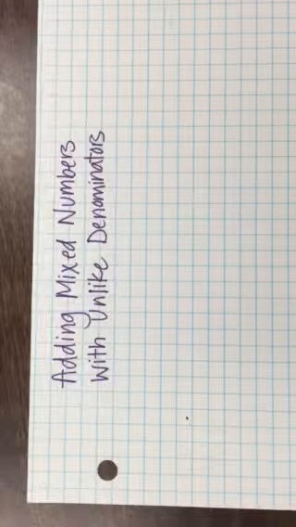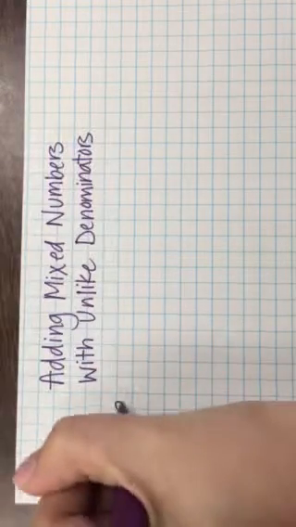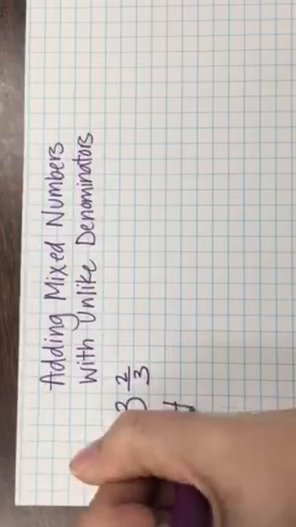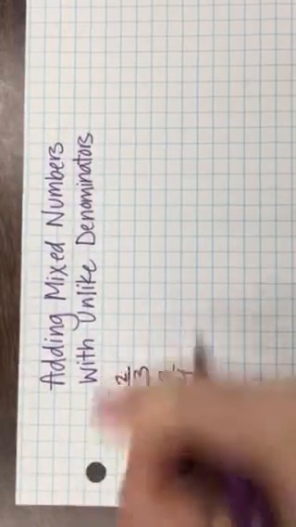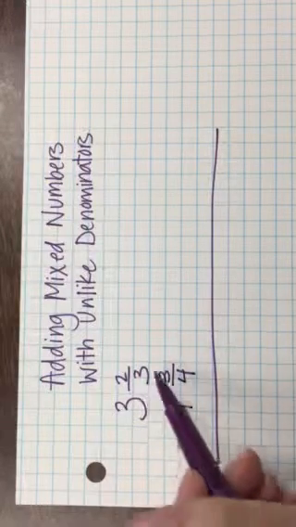We're going to be adding mixed numbers with unlike denominators. So the problem that we have is 3 2/3 plus 4 3/4. When we look at the problem, the first thing we look at is the denominators.